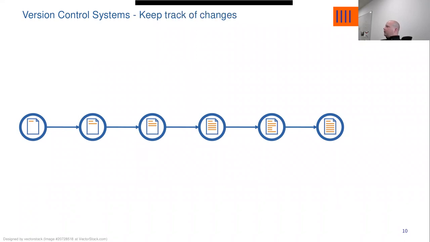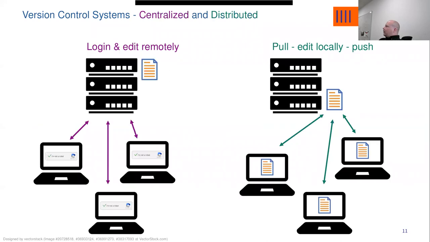And for a complete version control system, this is, of course, not enough as features. They have a lot more features, and I will get back to that later on. We do have two large concepts. We have centralized version control systems, where the user is required to log into the server and then edit a file. The file always stays on the server.